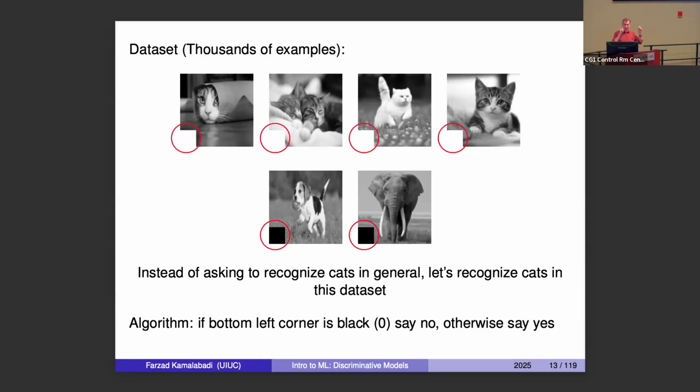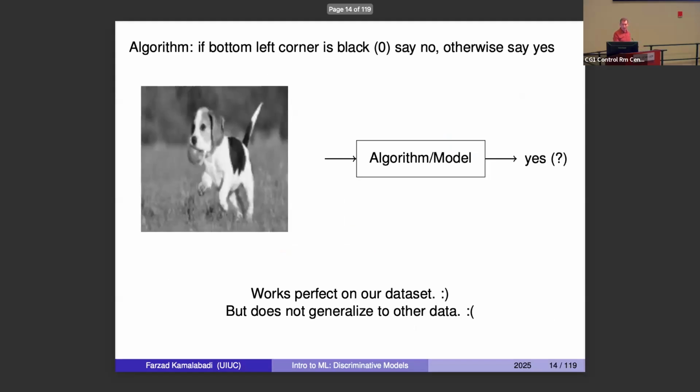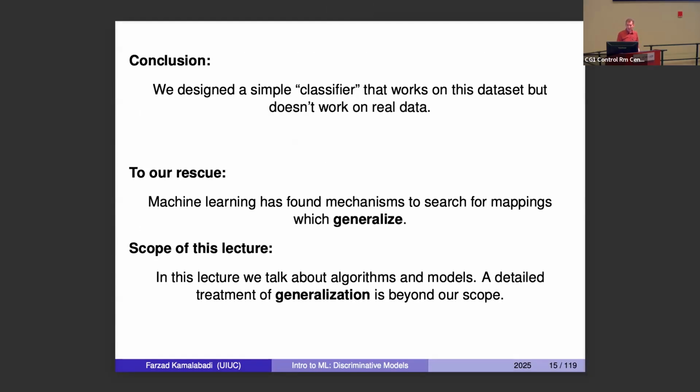Ahead of time, you have these XY pairs that have already been essentially labeled, and you can use them. Okay, so if somebody actually puts that there, it's very easy for a computer in this case to say that, well, if the bottom left corner is black, 0, say no, otherwise say yes, and that's an easy task to do, okay? Except that we designed this very simple classifier that works on this data set, but doesn't work on real data, okay? And here is what I want to emphasize.